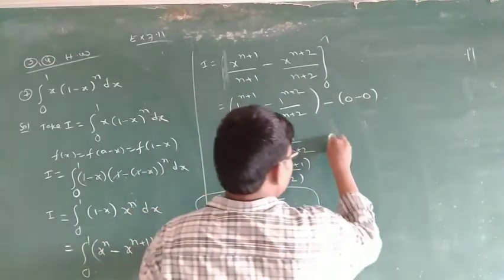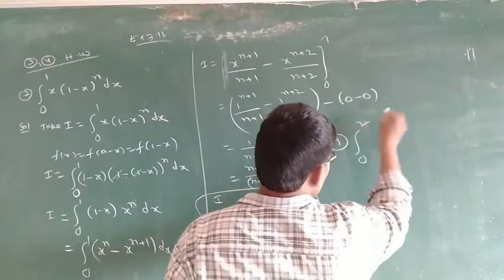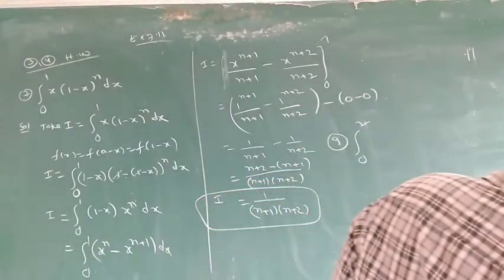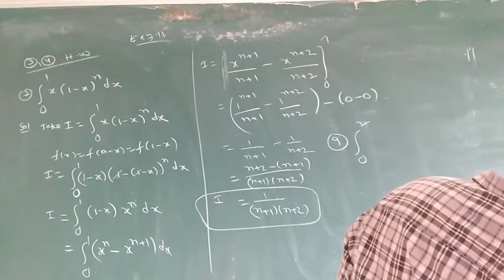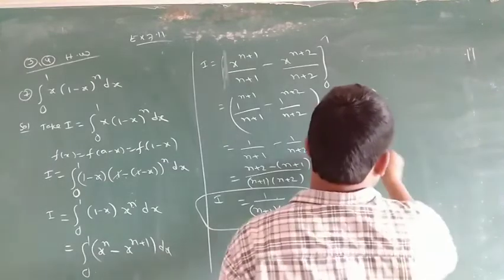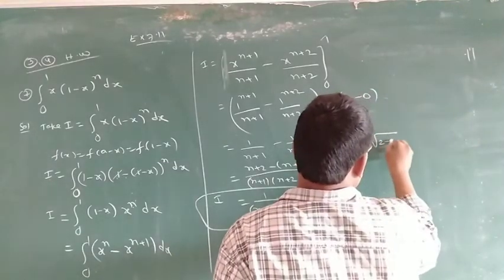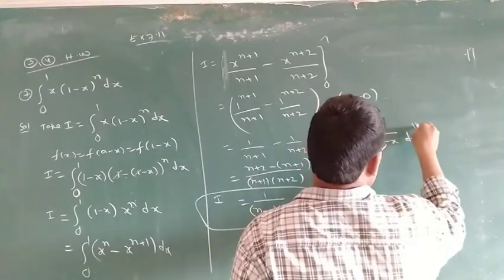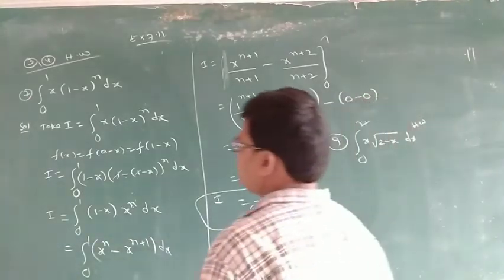Next, the same ninth function: the integral from 0 to 2 of x into root of 2 minus x dx. This is the homework.